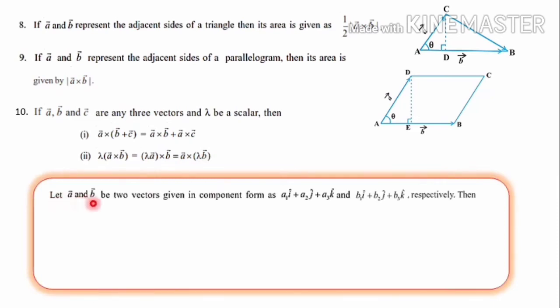Let vector A and vector B be two vectors given in component form as A1 i cap plus A2 j cap plus A3 k cap and B1 i cap plus B2 j cap plus B3 k cap respectively. Then vector A cross vector B is equal to determinant i cap, j cap, k cap, A1, A2, A3 components of the first vector, then B1, B2, B3 the scalar components of the second vector. So this is the formula we will be using for calculating vector A cross vector B. So please keep it in mind.